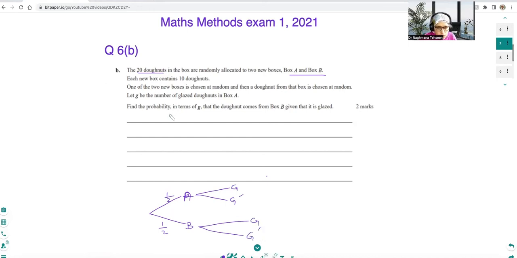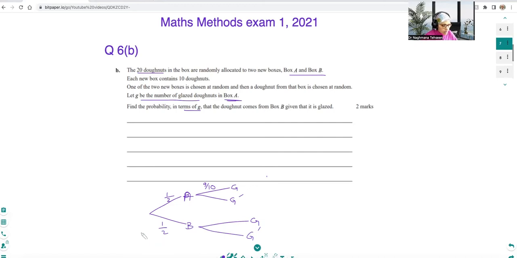We want to find the probability in terms of G, where G is the number of glazed donuts in box A. There are a total of 10 in that box, so the probability of that would be G out of 10. We don't know what G is, but it's G out of 10. Then, in terms of G, we want the probability that the donut comes from box B, given that it is glazed. So how are we going to do that? This is G over 10.